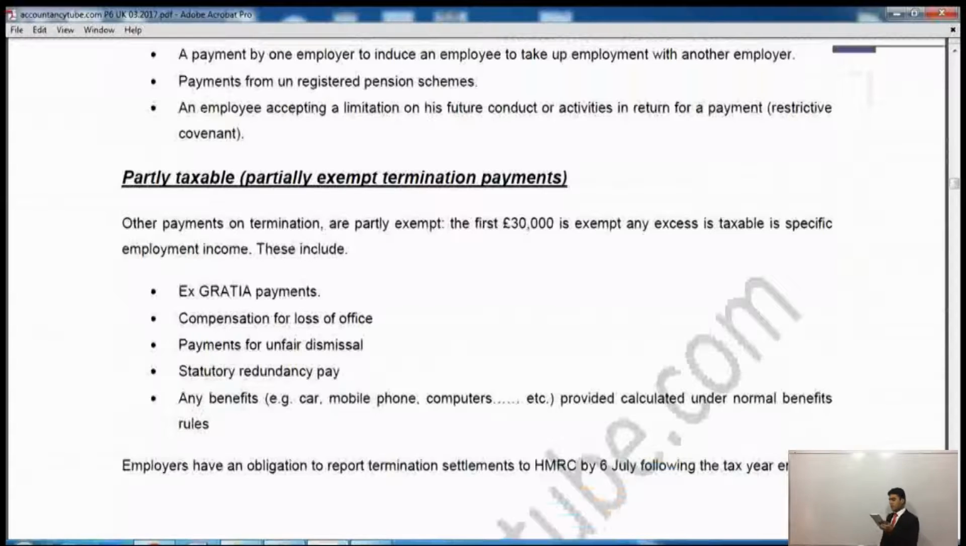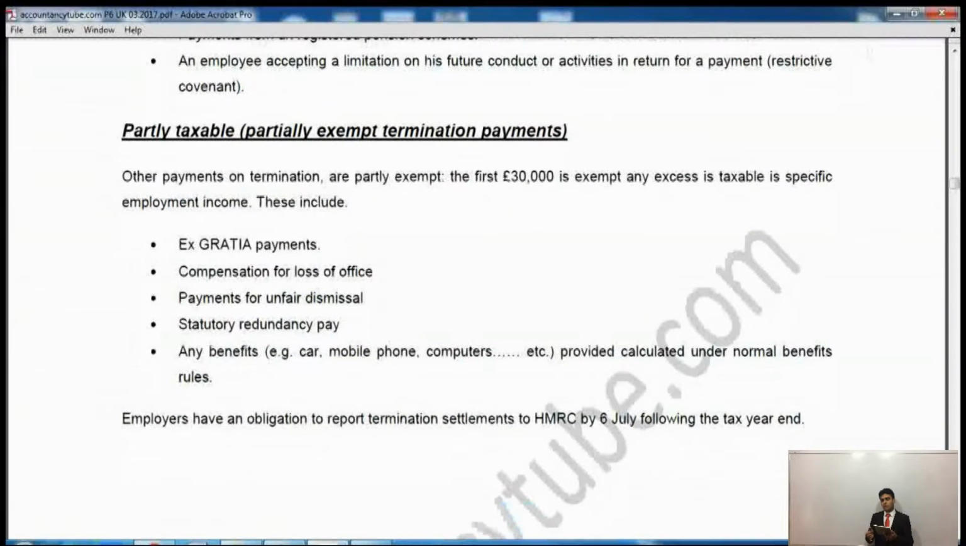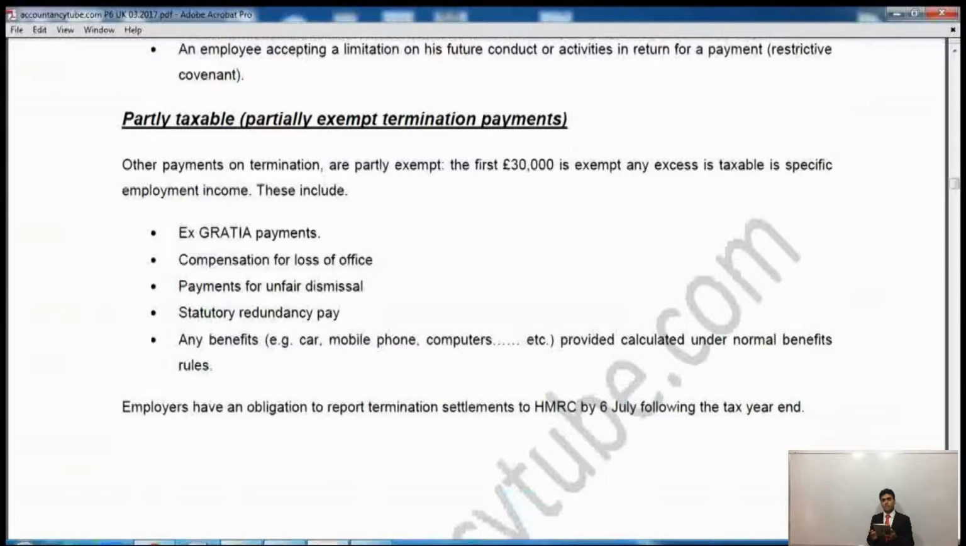The next one is a payment by one employer to induce an employee to take up employment with another employer. Say, for example, my boss says, could you please go to another tuition provider and provide lectures there as well, I'll give you some extra amount. That money will also be taxable. Payment from an unregistered pension scheme will also be taxable. However, if you remember from the previous section, a registered pension scheme lump sum amount taken will be exempt, whereas this is an unregistered pension scheme.